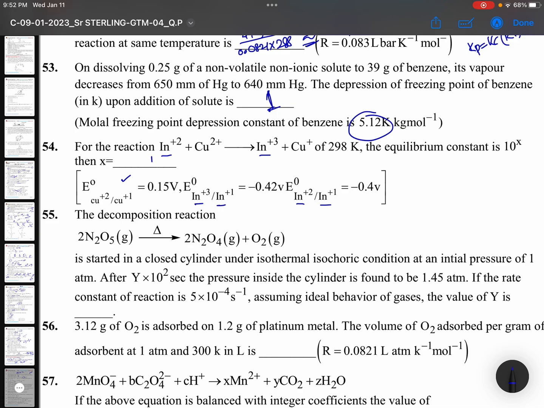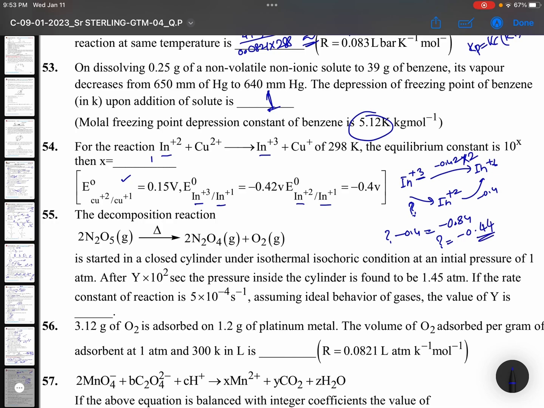See, here In plus 3 to In plus 1. This can be done via In plus 2, like this. You can apply it like Hess's law. See, In plus 3 to In plus 1 value is given as minus 0.42. In plus 3 to In plus 2 value we need, and In plus 2 to In plus 1 value is given as minus 0.4. So here, In plus 3 to In plus 1, there are 2 electrons involved, so it must be multiplied by 2. This is important. Here no need, because only 1 electron change is there. So question mark plus minus 0.4, that will become minus 0.4 is equal to minus 0.84. So question mark is equal to minus 0.44.